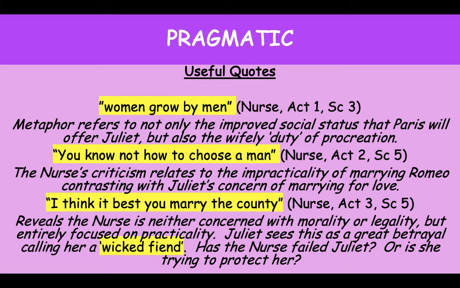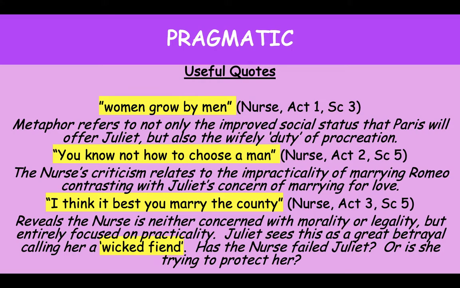It's a way to improve your social status, and it's a way to procreate and create an heir and a legacy. You know not how to choose a man. So she's talking here about Romeo, despite the fact that she says he's a good-looking chap and he's a nice person. She's saying you do not know how to choose a match for yourself. And that's because Paris is a member of the nobility, and he's going to improve Juliet's social status. It would be a step up for Juliet because she's a member of a mercantile family, not a member of the nobility. So she's again looking at this match in practical ways.